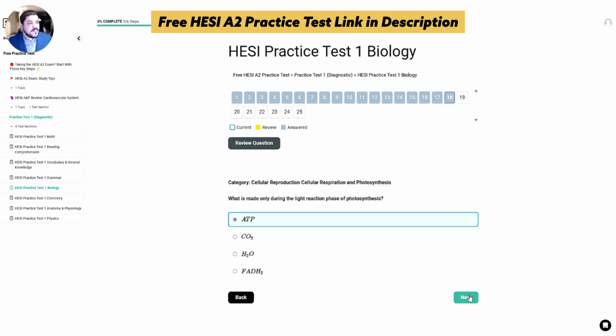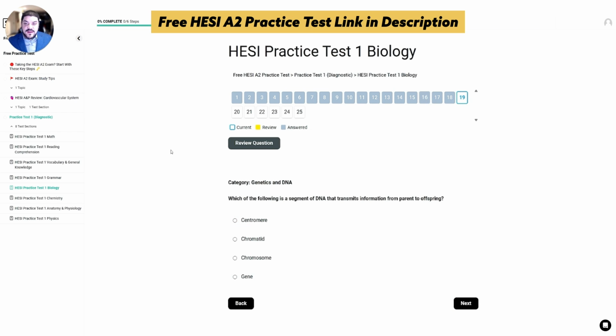All right. With that, I'd like to tell you that this is the final section, genetics and DNA. Whew, we're almost there. Come on, stick with me. Which of the following is a segment of DNA that transmits information from parent to offspring? Centromere, chromatin, chromosome, or gene?